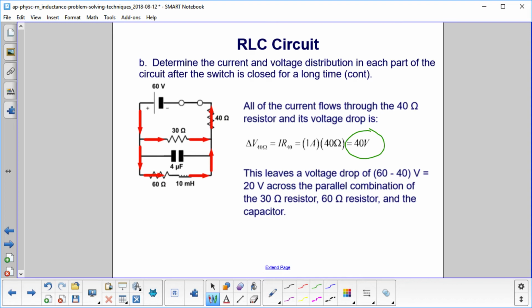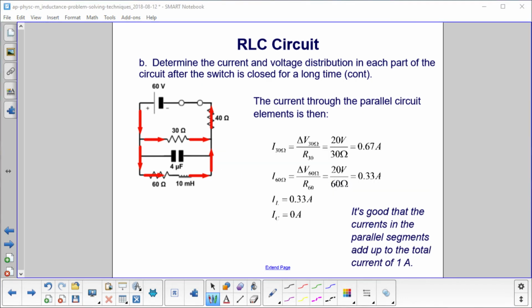That leaves a voltage drop of 60 minus 40 volts, or 20 volts, across the parallel combination of the 30 ohm resistor, the 60 ohm resistor, and the capacitor. 20 volts is going to drop across that parallel combination. Since the 30 ohm resistor is in parallel with the 60 ohm resistor, and of course the inductor has zero resistance, they have the same voltage, which will be 20 volts. To find the current through each one of them, we just divide that by the resistance. And we get the 30 ohm has 0.67 amps, and the 60 ohm has 0.33.